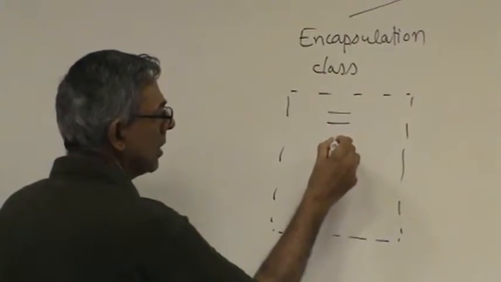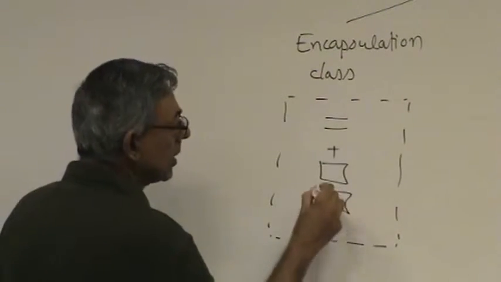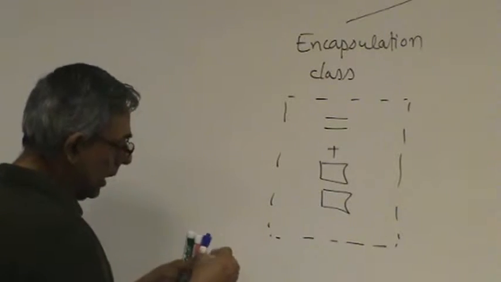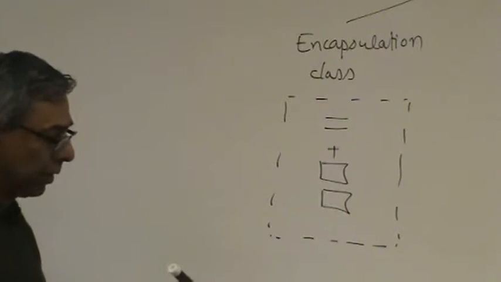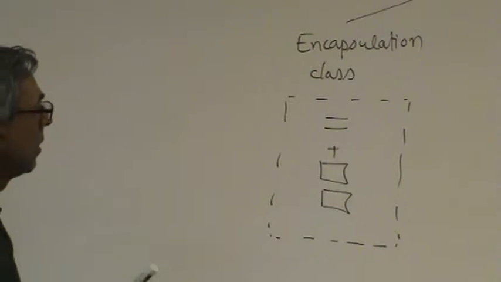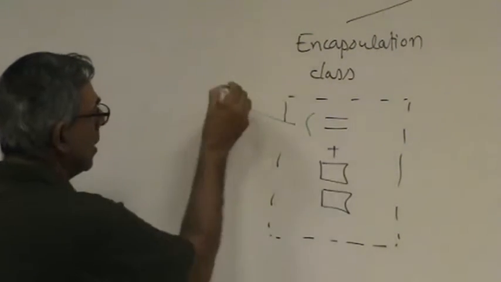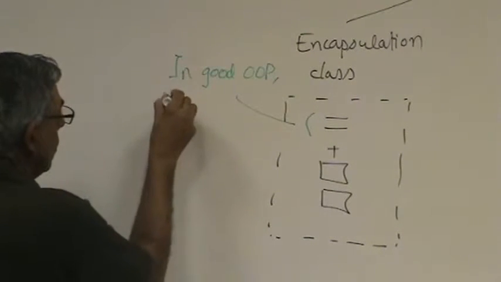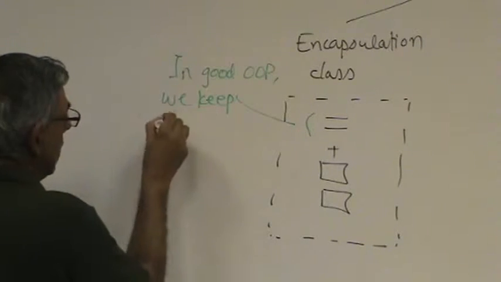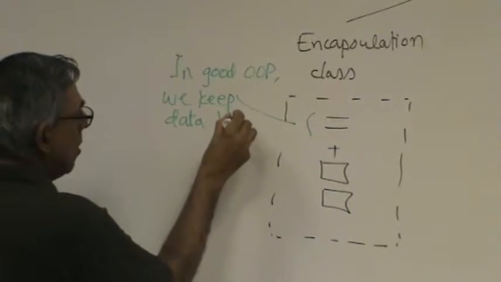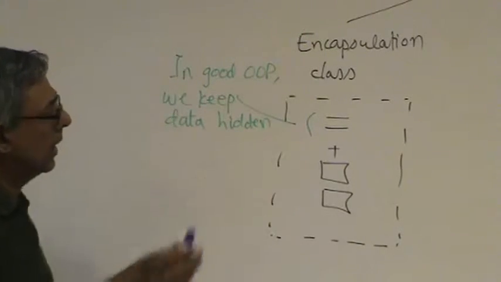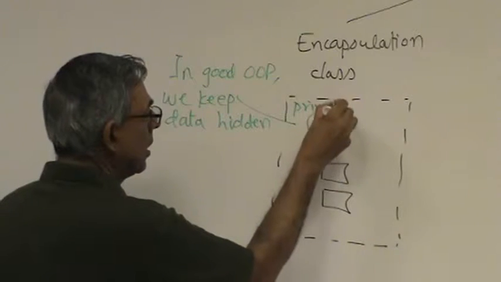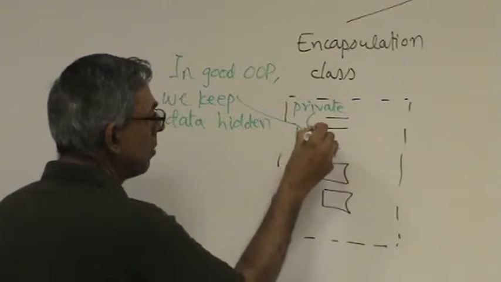Pretend these are the variables or the data, the boxes are the functions or the methods, right? We also wanted to follow good object-oriented programming principles. In good OOP, we keep data hidden. And how do we indicate the data is hidden inside the box? Through what type of keyword? Private keyword, right? So the data is always marked private.